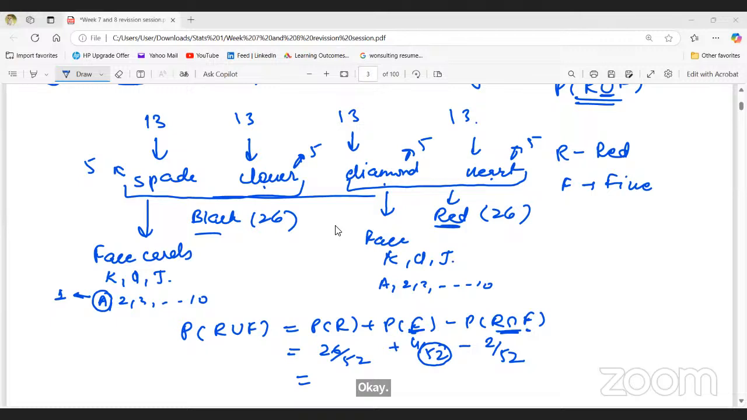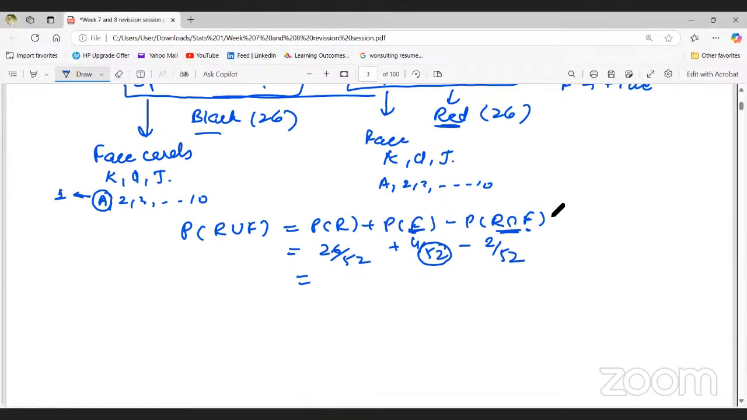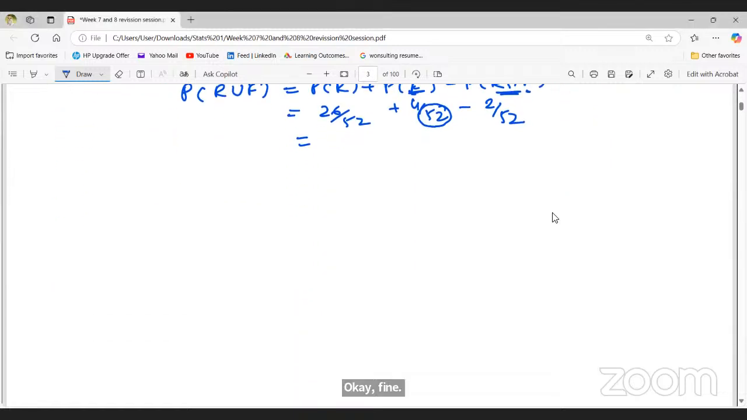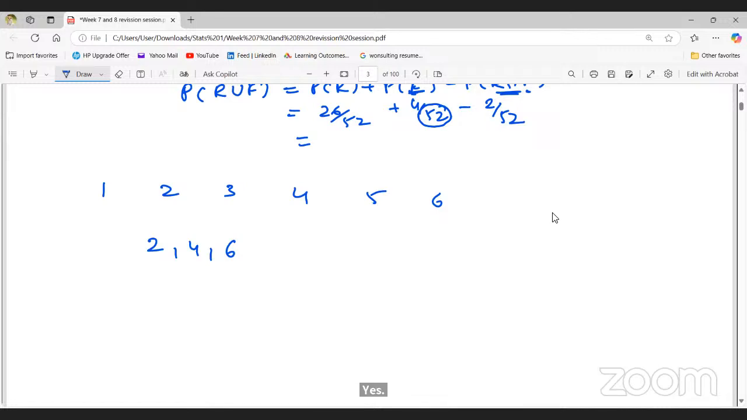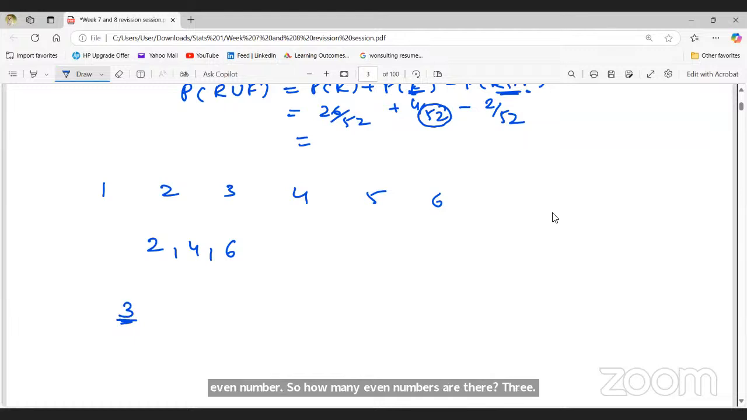Okay, fine. We have horses numbered 1, 2, 3, 4, 5, and 6. We have 6 numbered horses. Now, how many even numbers are there? 2, 4, and 6. We have 3 even numbers. The condition is that all the even numbered horses should complete the race at first, second, and third. So at the first place, even numbers. How many even numbers are there? 3.